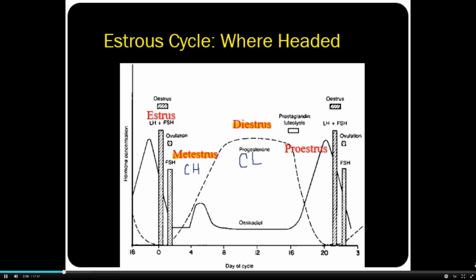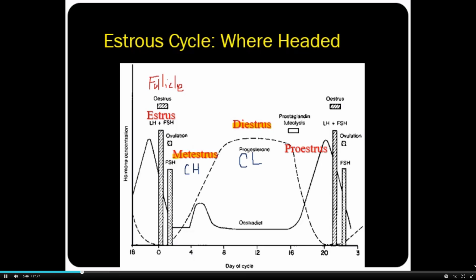And then if we look at the other 2 stages, we've got estrus and proestrus. Those 2 represent the follicular phase and represent roughly 20% of the cycle. And in this particular case, if we want to think about structures, during estrus, we're going to have a follicle on the ovary. So we have a follicle during estrus.